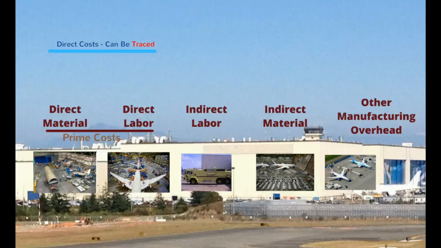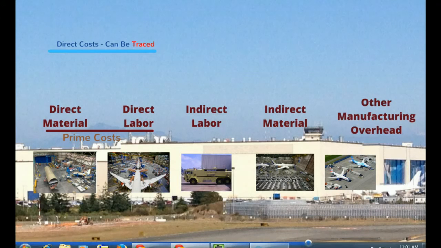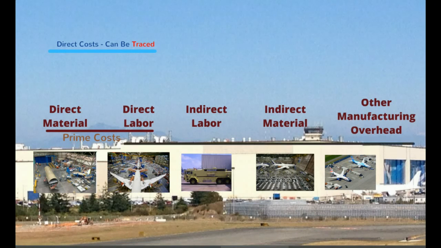All right. So we now have 3 kinds of indirect costs: indirect labor, indirect material, and other manufacturing overhead. And these are called conversion costs, along with direct labor. Let's look at this again. Direct labor and direct material. These are the direct costs which can be traced to individual examples of the product, to individual aircraft.